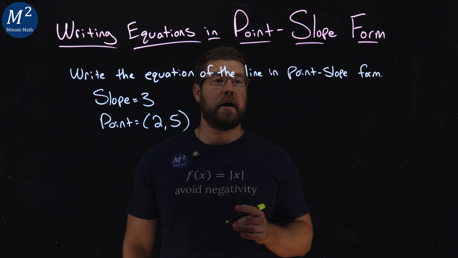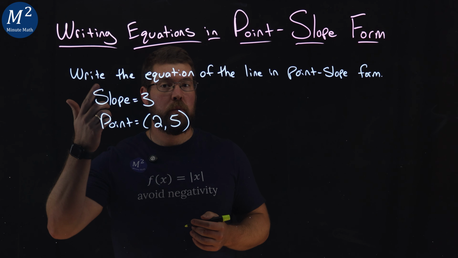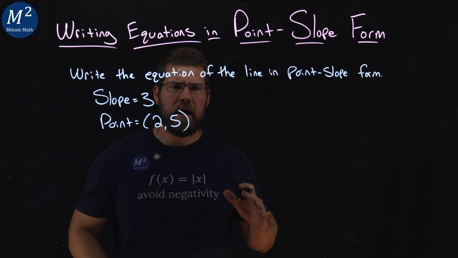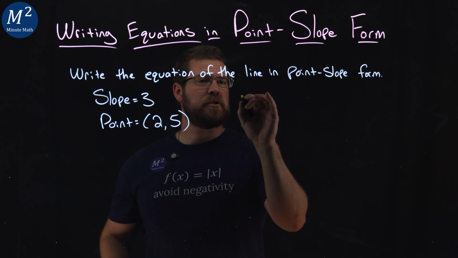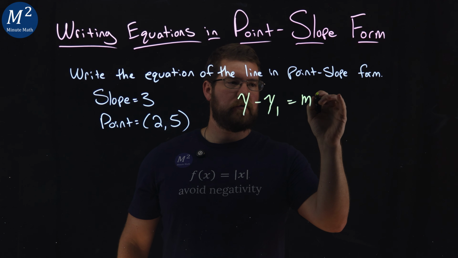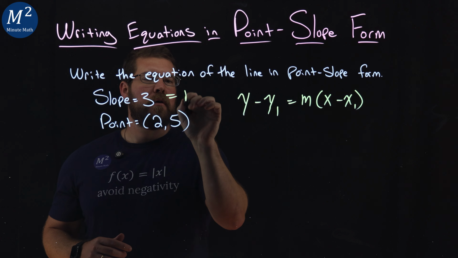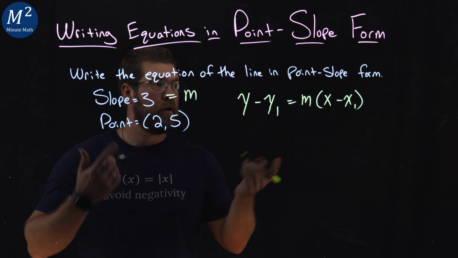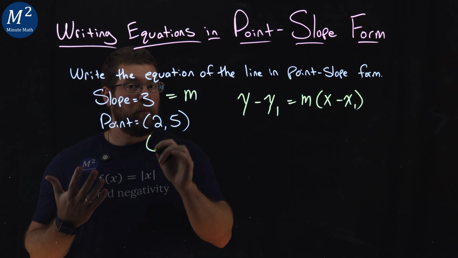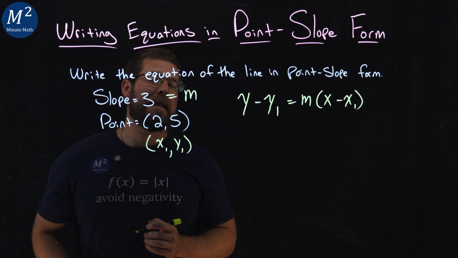Write the equation of the line in point-slope form. And we're given these two parts. Our slope is equal to 3, and our point is 2, 5. Now, point-slope form is written as such. Y minus y1 is equal to m, our slope, times x minus x1. M, our slope, right there, is given to us. x1, y1 are our point, the x value and y value of the point here. So x1, y1, like that.